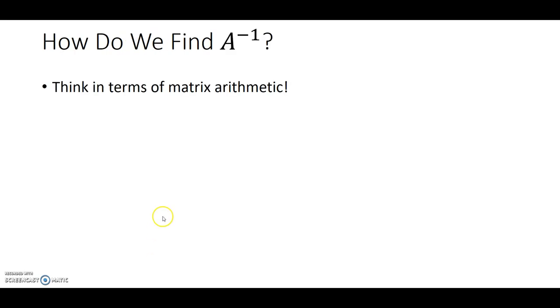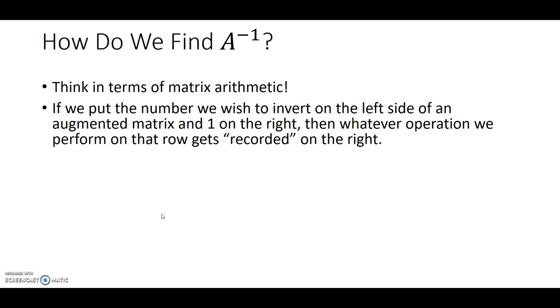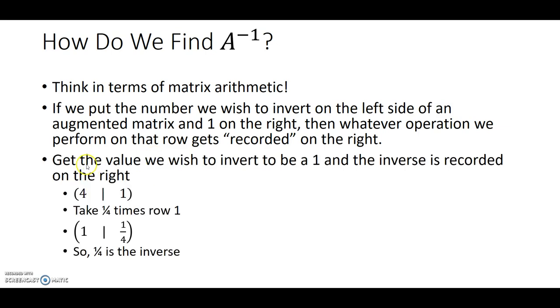Well, think in terms of matrix arithmetic. So let's start with a simple case. If we put the number we wish to invert on the left side of an augmented matrix and 1 on the right, then whatever operation we perform on that row gets recorded on the right. So remember that when we use reduced row echelon form or Gaussian elimination, we often place the coefficients over here and the constant here.